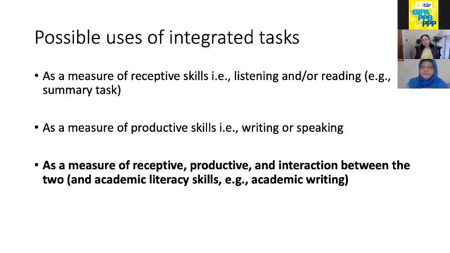I think we really need to maximize the affordances. So personally, I like to encourage you to use integrated tasks as a measure of receptive and productive skills, as well as the interaction between the two skills. So if we can target all these different things, why not? Why should we just focus on one particular skill?